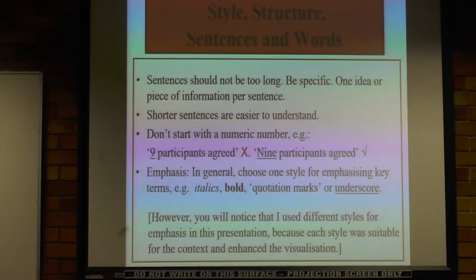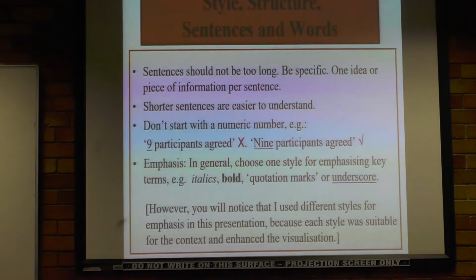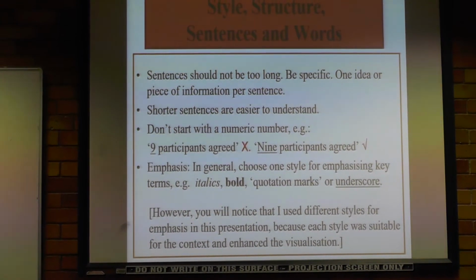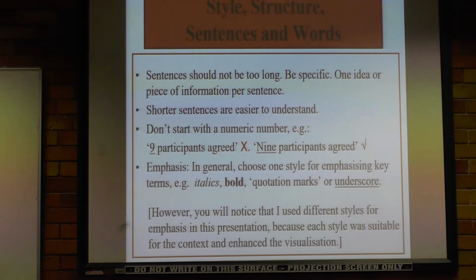I've told you the paragraphs should not be too short. Now I'm telling you the sentences should not be too long. Just one idea or piece of information per sentence, maybe two, but please don't write a 28-word sentence, and don't say this and this and that and that and that. Keep it short. It's so much easier to understand. Another thing that we can't do is start with a numeric number. You can't say, third bullet, 9 participants agreed. You must write it in words.